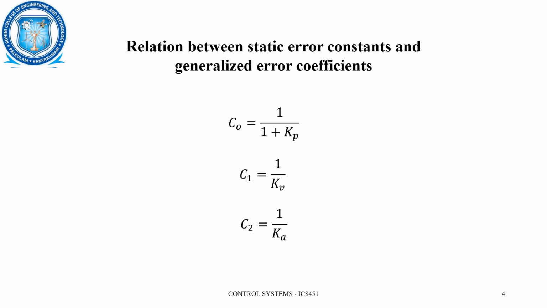The relationship between the static error constants and generalized error coefficients is very simple. C0 is equal to 1 by 1 plus Kp, C1 is equal to 1 by Kv, and C2 is equal to 1 by Ka.